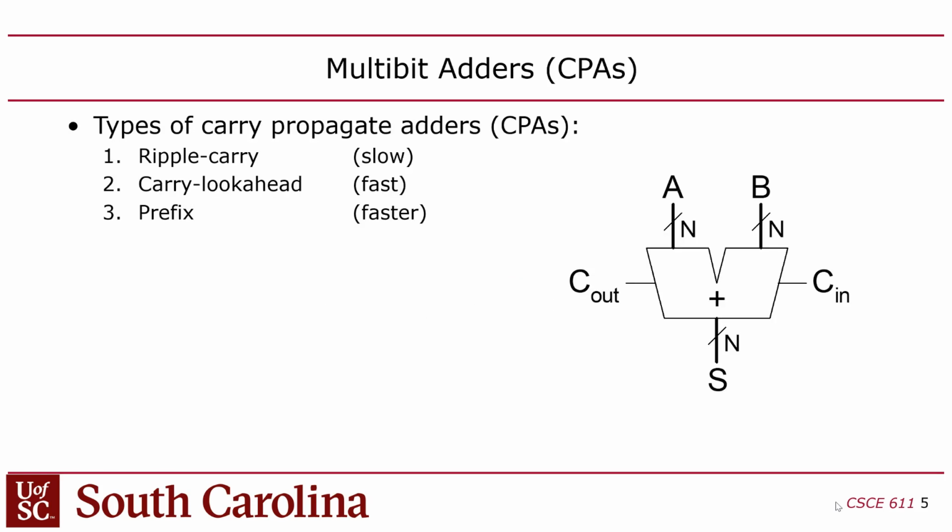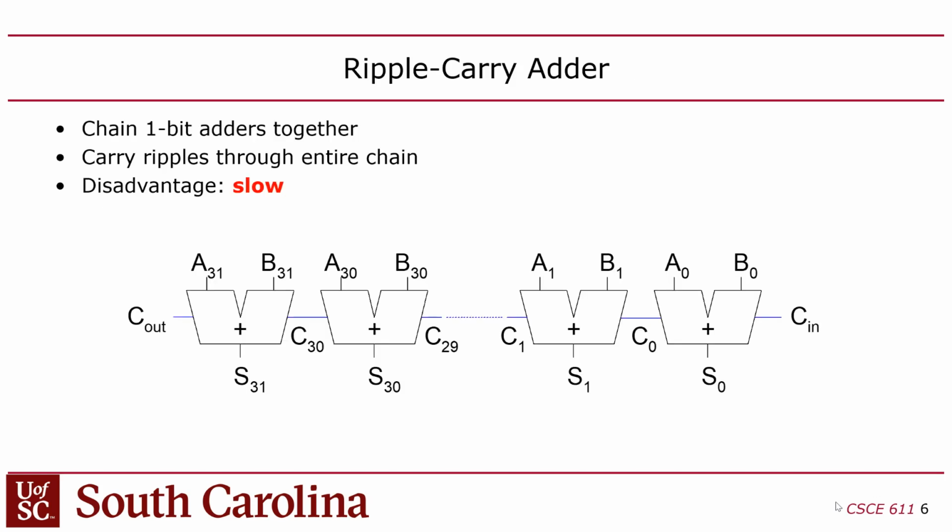So there's 3 types of adders that are common. There's the ripple carry, lookahead, and prefix adder. And each of these is a trade-off between speed and resources, area, right? So the ripple carry is the smallest, most compact, but it's the slowest. The prefix adder is the largest one in terms of number of gates, but it's also the fastest. So there's a space and time trade-off with these 3 types of adders.